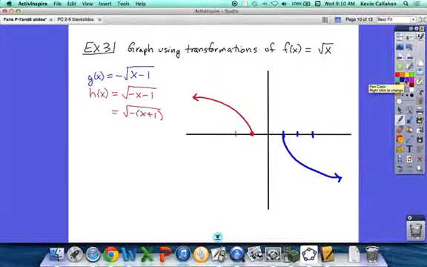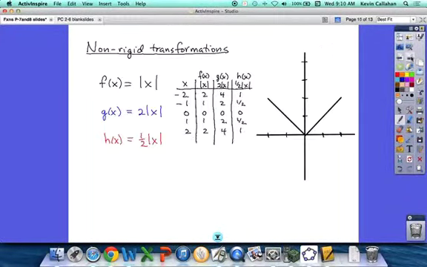Okay, I think I'm down to the last kind of transformation. Like I said, everything we've done so far, you could have called rigid transformation. It does not distort the shape of the graph at all. In this case, it will distort the shape of the graph, so it's called non-rigid. And we're starting out again with the absolute value function to be the parent function. And then we're going to first multiply the absolute value function by a number bigger than 1. We're going to use 2, right?